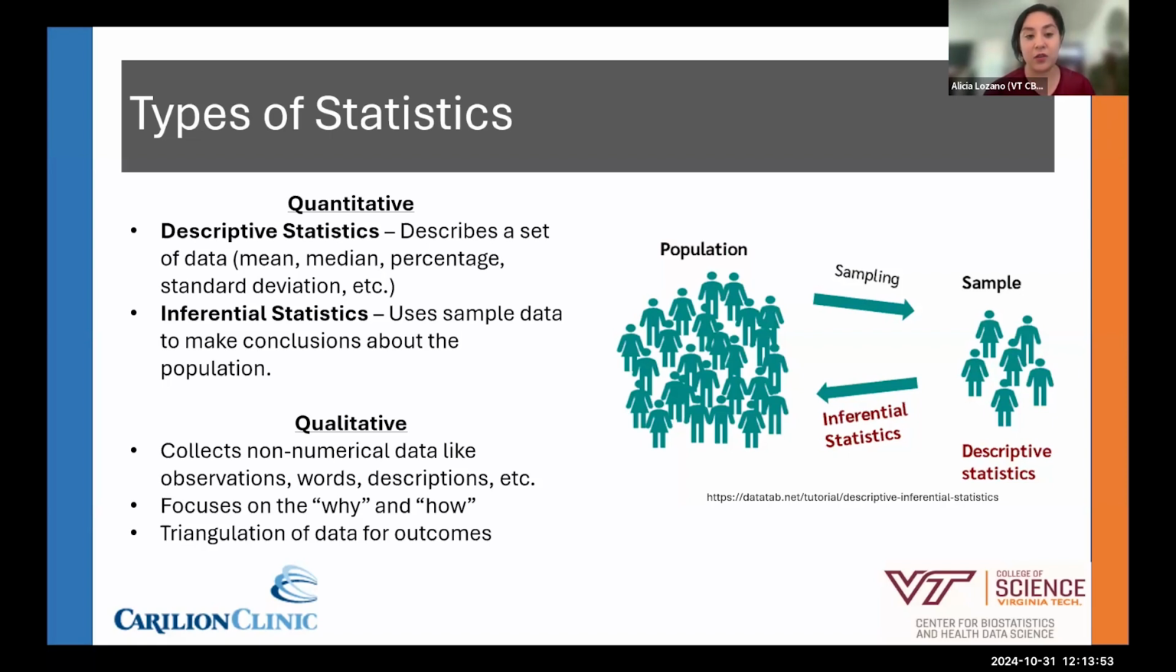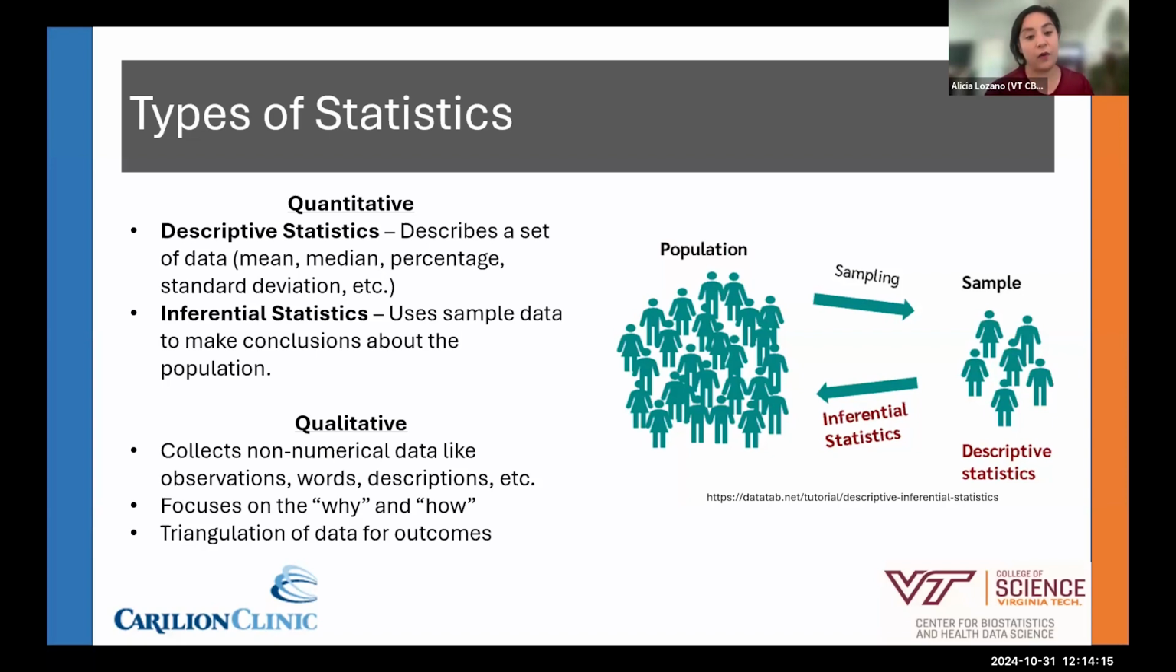And so common measures, or descriptive statistics, can include the mean, median, percentages, and standard deviation to examine the spread or variability in your data. An example of this: if we were to survey a group of people on their smoking habits, we might report the median number of cigarettes smoked per day. That would be a descriptive statistic.